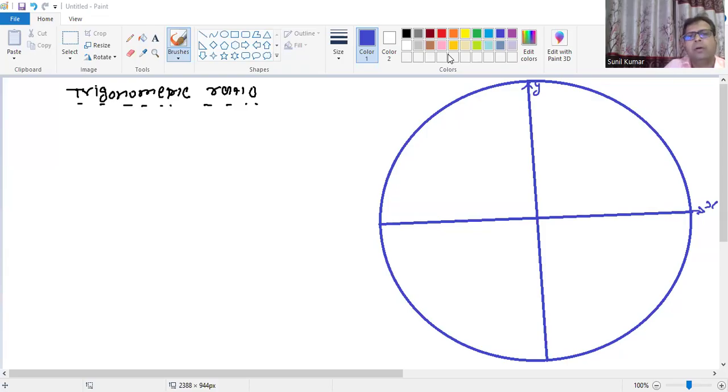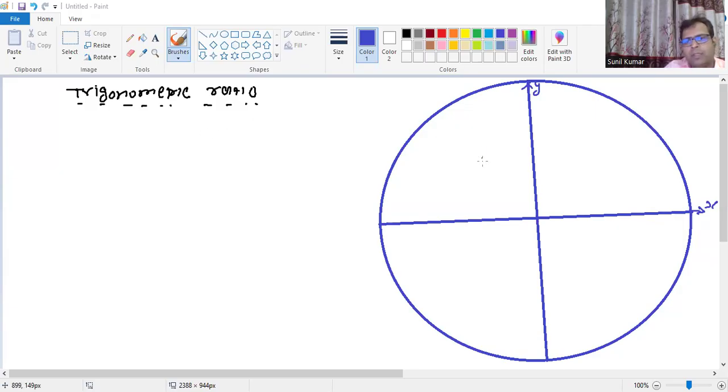Hi everyone. In the last class I discussed the basics of the trigonometric ratio, and today I'm going to continue with this. So आज हम again trigonometric ratio के बारे में study करेंगे.